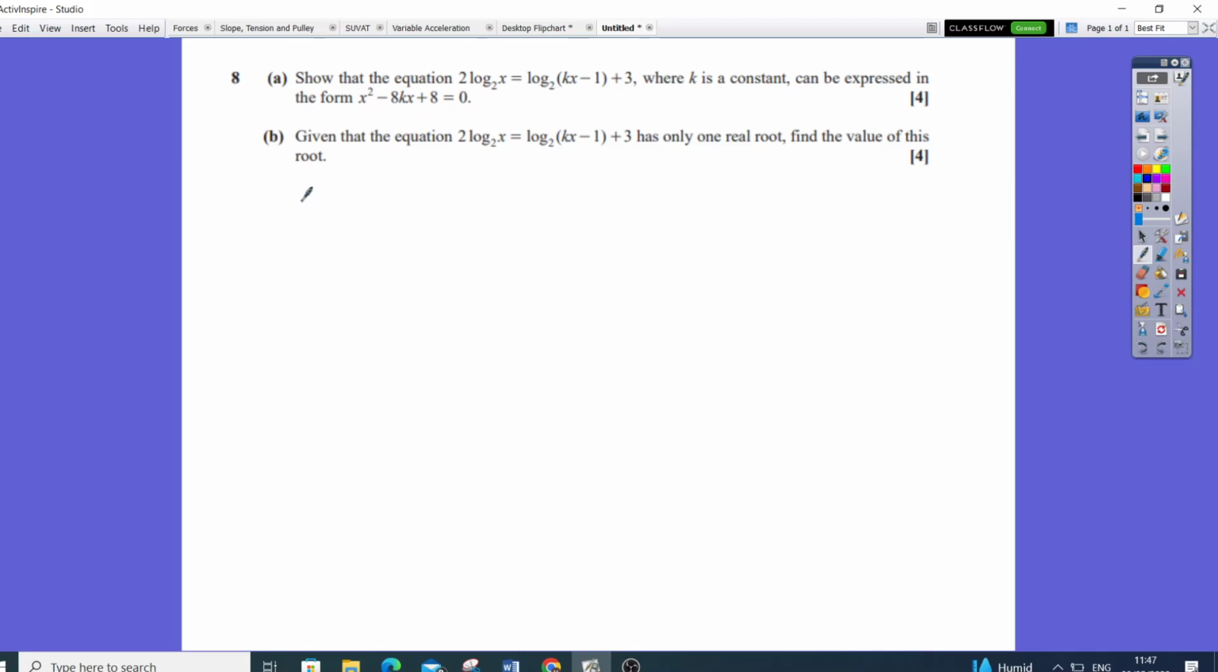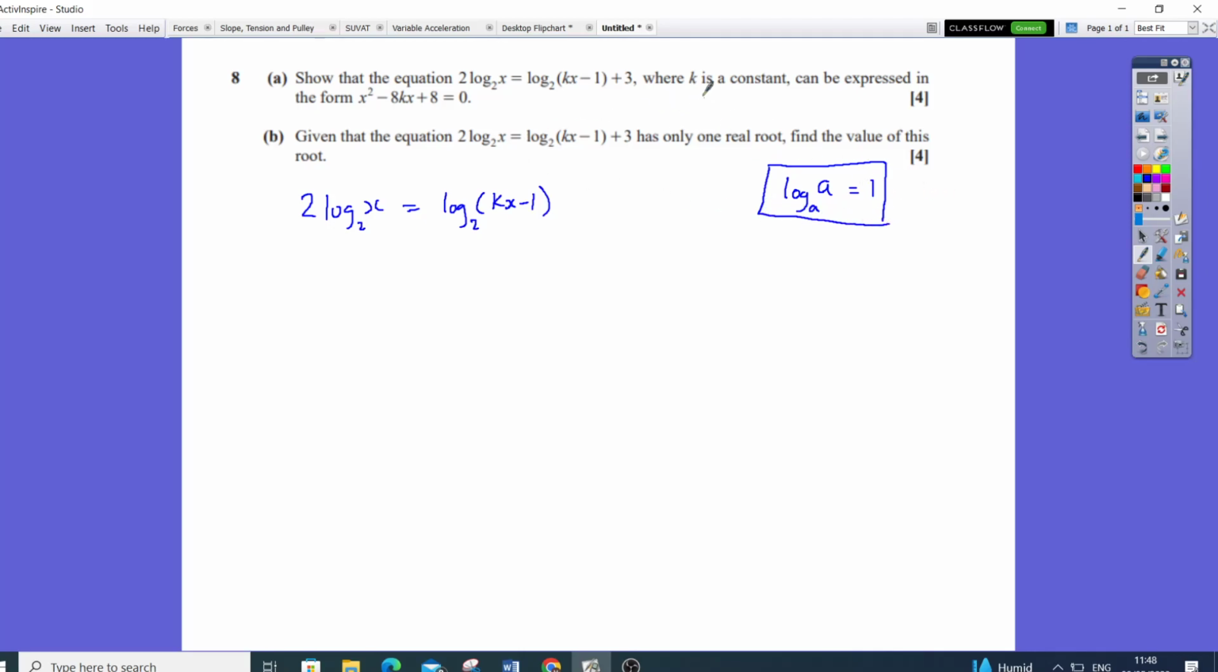So now 2 log to the base 2 of x equals log base 2 of kx minus 1. Now you've got plus 3 here, so I'm just going to do a little trick here. You should know that when you've got log to the base a, and you put that base a here, that is equal to 1. Okay, so that's one of the log properties you should have been introduced to.